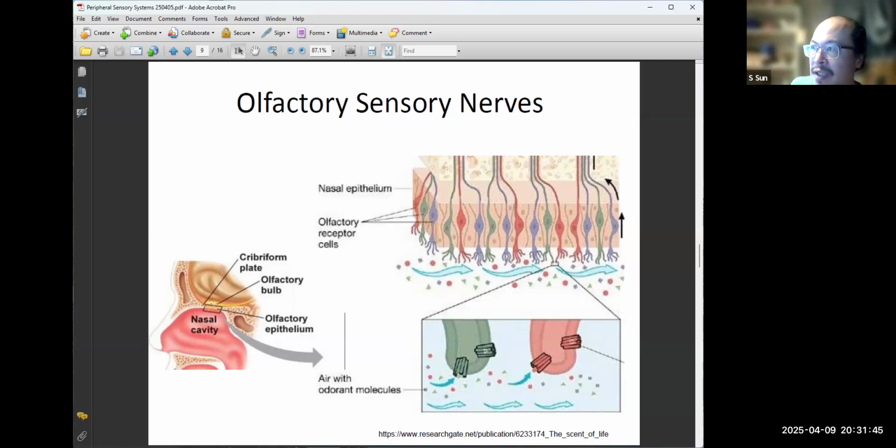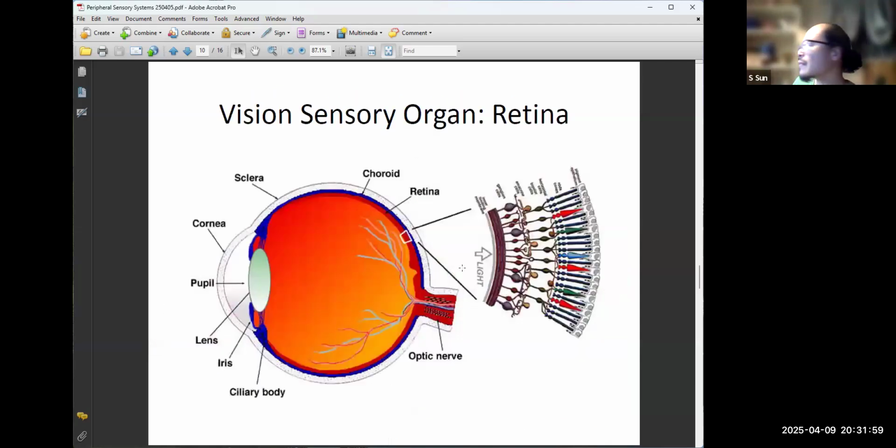And then this one coming in, the nerve will go into the olfactory bulb. This nerve will then go into your brain through a cranial nerve. So this is the sensory organ for your smelling. The next one is the sensory organ for your vision. The sensory organ for your vision is your eye.